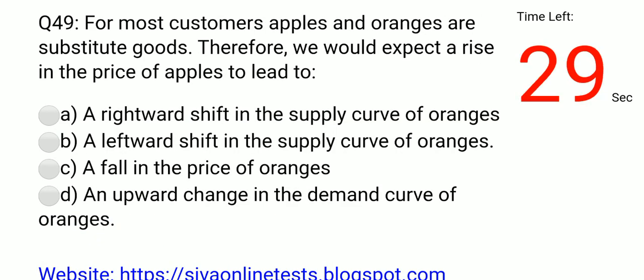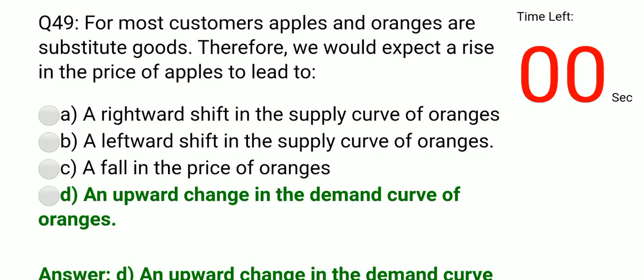Question 49. For most customers, apples and oranges are substitute goods. Therefore, we would expect a rise in the price of apples to lead to. Options. A. A rightward shift in the supply curve of oranges. B. A leftward shift in the supply curve of oranges. C. A fall in the price of oranges. D. An upward change in the demand curve of oranges. Answer. D. An upward change in the demand curve of oranges.